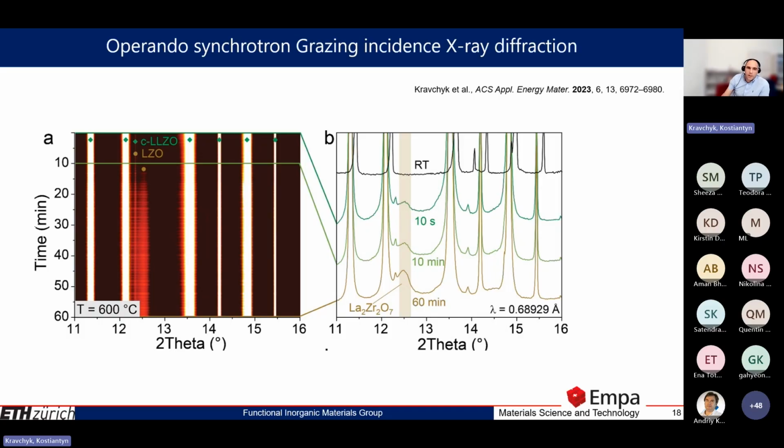So basically, we're trying to monitor the surface upon heat treatment of LZO. What you see from here is that we could observe the appearance of the peak, this lanthanum zirconate peak, which is quite, let's say, bad in terms of ionic conductivity, which was indicative that we have lithium losses. So it was a confirmation that when you do heat treatment of LZO, you have to be careful, otherwise you might have formation of a significant amount of lanthanum zirconate.